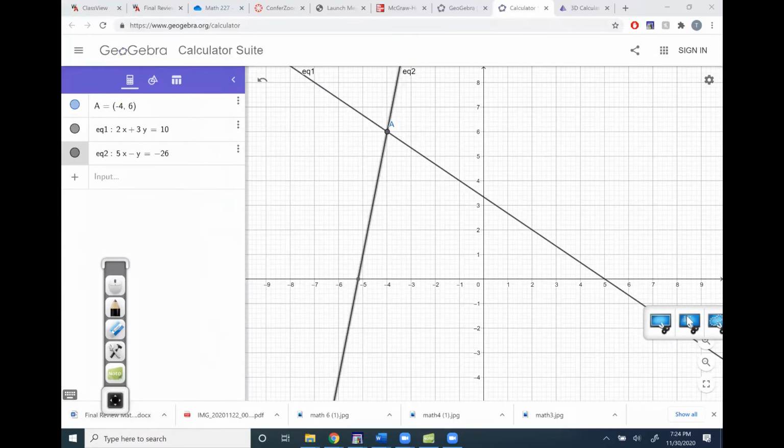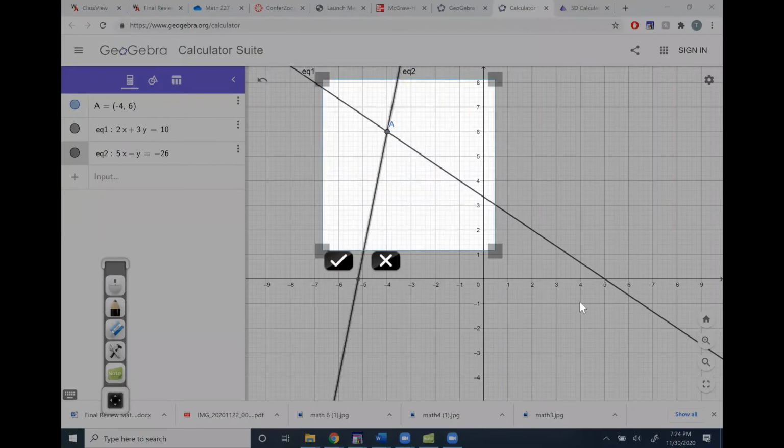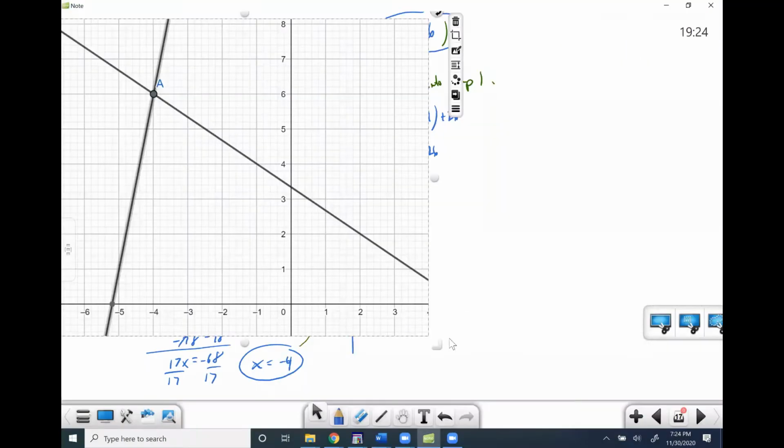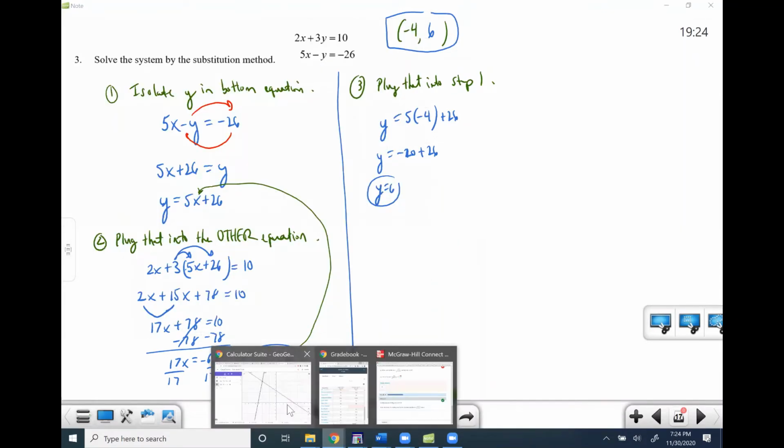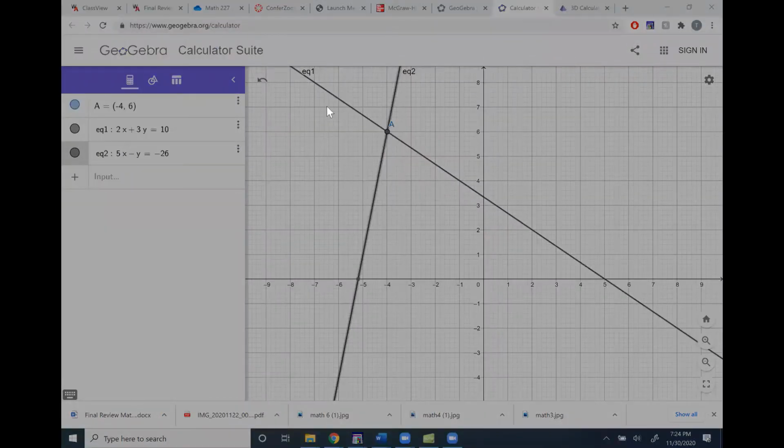Let me get a little picture just to remind us that we're looking for where these lines cross. Oh no. Let's try that again.